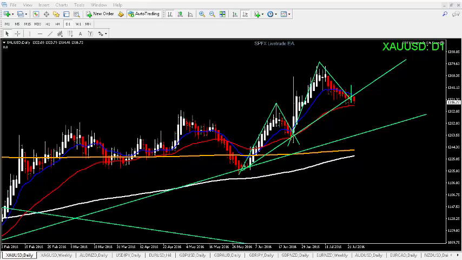I want to do our weekly outlook, and I have some products and pairs that I'm looking at right now, waiting for some big swing trading setups. I already took some positions, especially on gold, but I look to reinstate those positions.